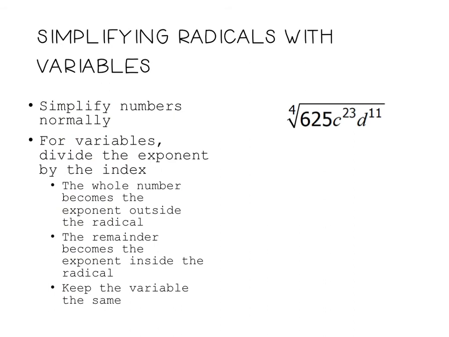Now we're going to look at simplifying radicals that have variables involved. So the biggest thing here is that we're going to simplify numbers normally. For variables, we're going to divide the exponent by the index. The whole number becomes the exponent outside the radical. The remainder becomes the exponent inside the radical, and we're going to keep the variable the same.